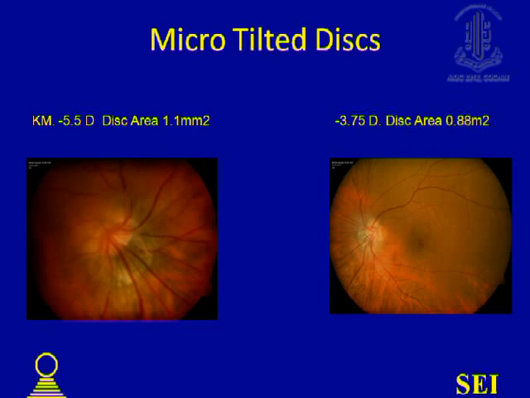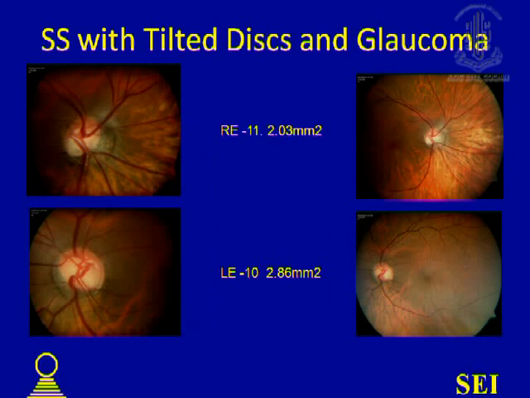And this is a micro tilted disc. Because it's just 1.1 millimeter squared in the right eye and 0.8 millimeter squared in the left eye actually. And these of course have their own difficulty when we're trying to diagnose glaucoma. And this is a lady who's a high myope, whose discs are 2.03 and 2.86 millimeters squared. And this is the right eye, by the way, and this is the left eye actually. You can see in tilted discs it is often hard to make out the disc because of the origin of the blood vessels. And this disc is very significantly myopic, and this disc is also myopic.